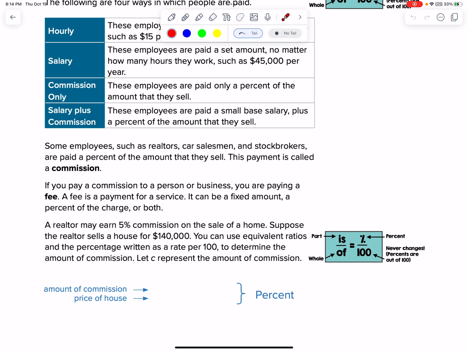So anyway, some employees such as realtors, car salesmen, and stockbrokers get paid a percent of the amount they sell, and that's what's called a commission. If we say they're getting a commission, that means they're getting a certain percent off of what they sold. If you pay commission to a person, you're paying a fee. A fee is a payment for services. It can be a set amount or a percent.